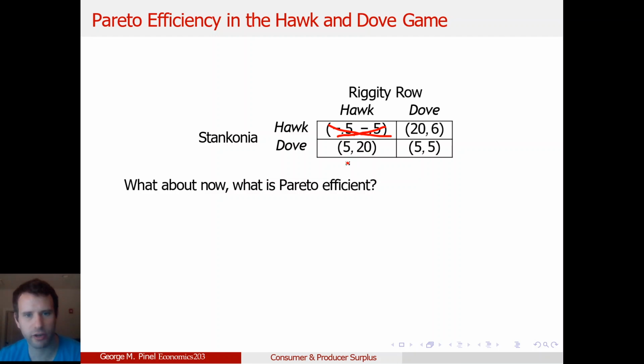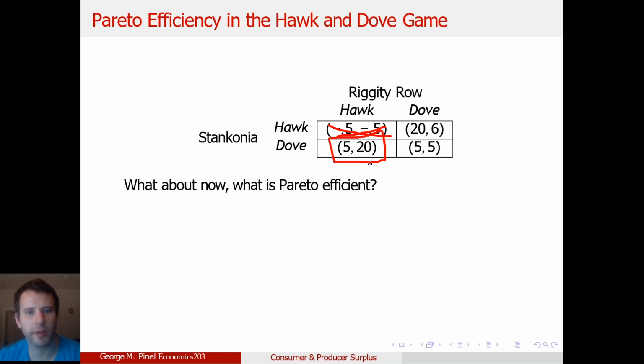Okay, what about here? What about, sorry, dove hawk? If I'm at dove hawk and I go to dove, I am not increasing Stankonia's payout. Stankonia does the same. Riggedy Row does worse, so I can't eliminate this yet. What if I go to hawk dove? Then I'd increase Stankonia's payout, but I would decrease Riggedy Row's payout. So this one looks good to me.